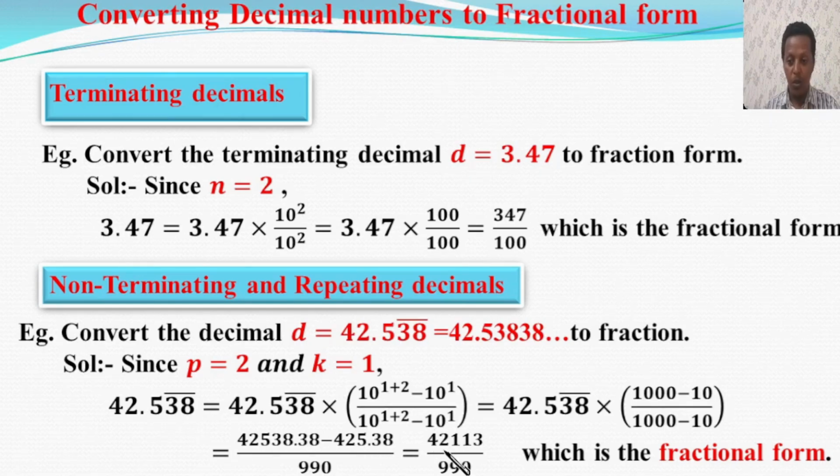So in case of non-terminating repeating decimals, first you need to determine the number of terminating digits after the decimal point, that is the value of k, and you need to determine the number of repeating digits after the decimal point, which is the value of p. So once you determine the value of k and p, you simply substitute k and p in the formula respectively. And the formula will convert the decimal into what? Fraction form. And make sure the numerator and the denominator are what? Relatively prime.